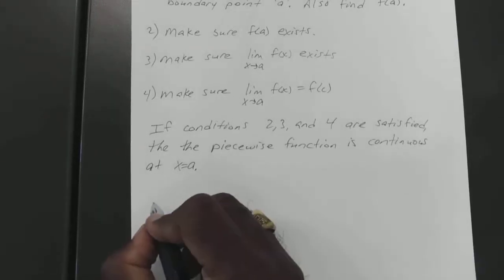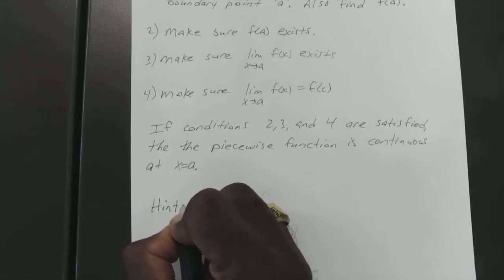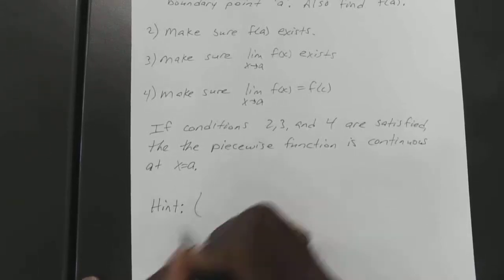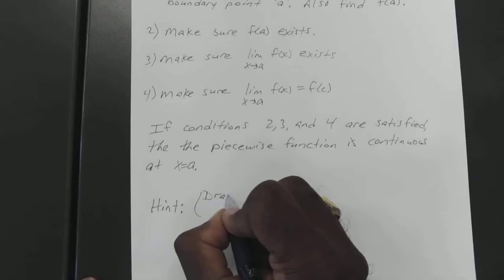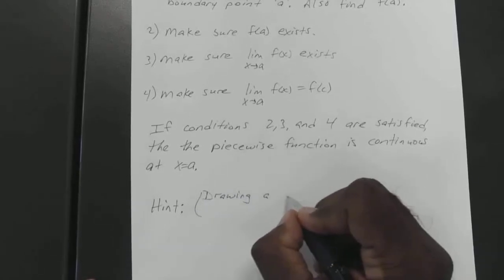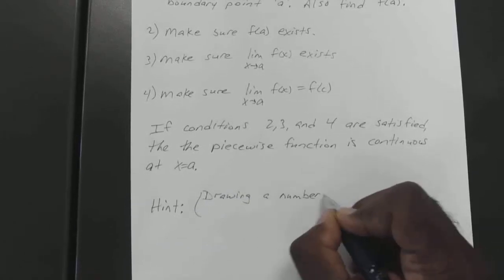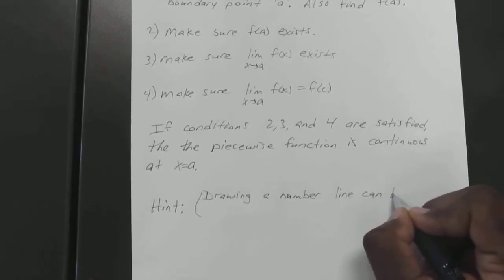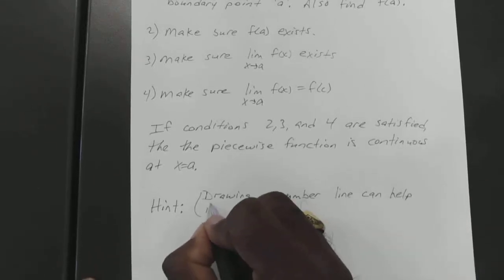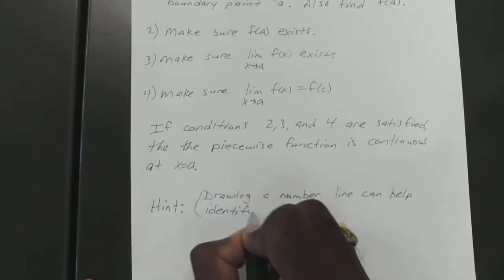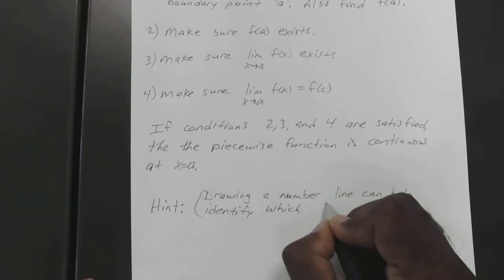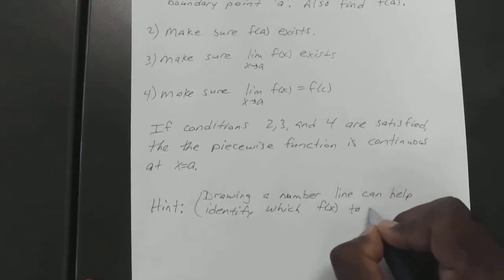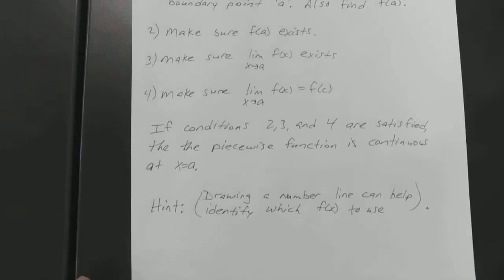Now a hint that will help you out, and I'll show you on the example what I mean by using the number line. Drawing a number line can help identify which f of x to use, because sometimes it can get a little bit tricky.